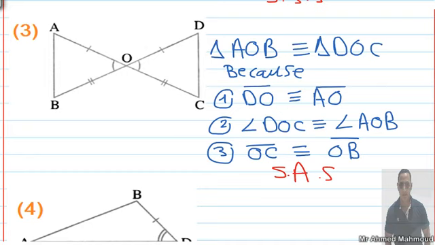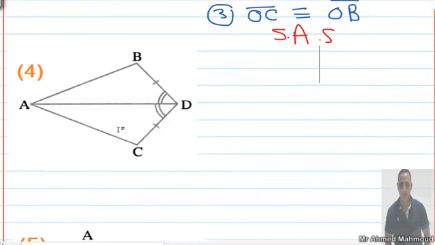Okay, the next one. Here we have BD and DC with one dash, they are equal. Angle BDA and angle CDA have the same sign, they are equal. And AD is a common side. We have two sides and the included angle here, and two sides and the included angle there.